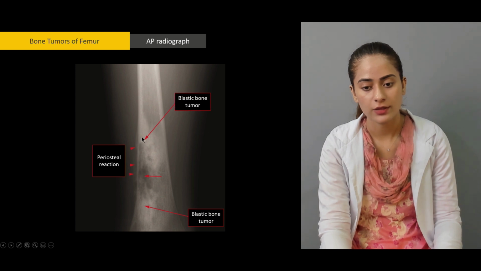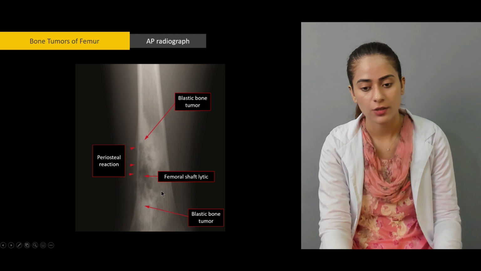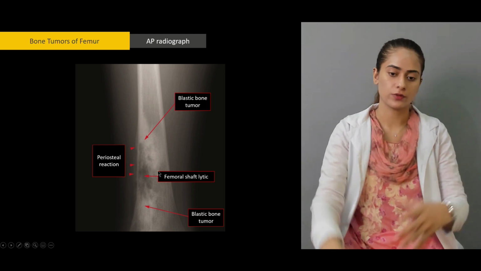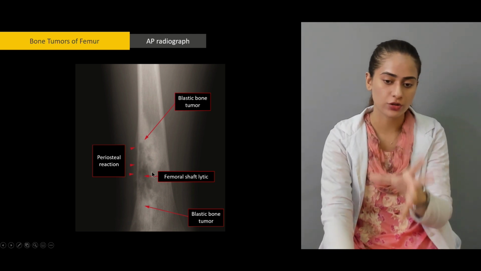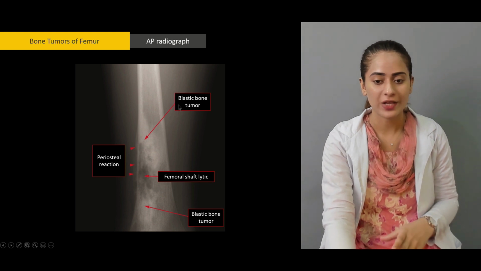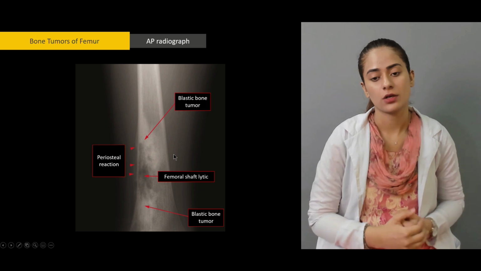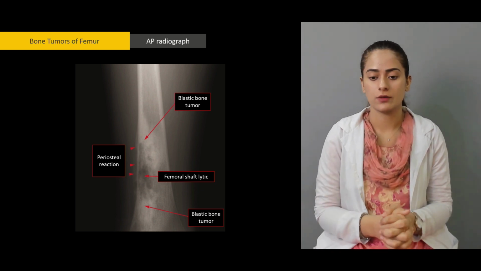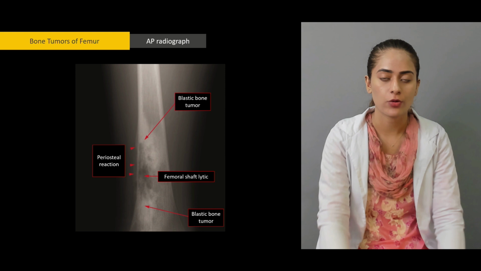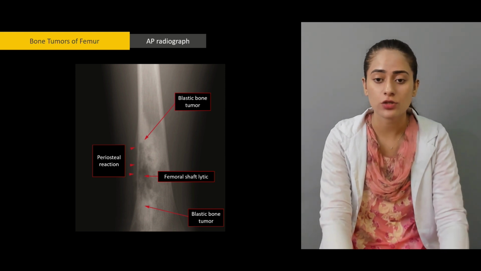These are the blastic bone tumors. The blastic bone tumors here as well. And then this area has been partially dissolved, with areas of blastic bone activity going on. This is how a bone tumor is visible on the x-ray. So that was the end of our chronic conditions as well.